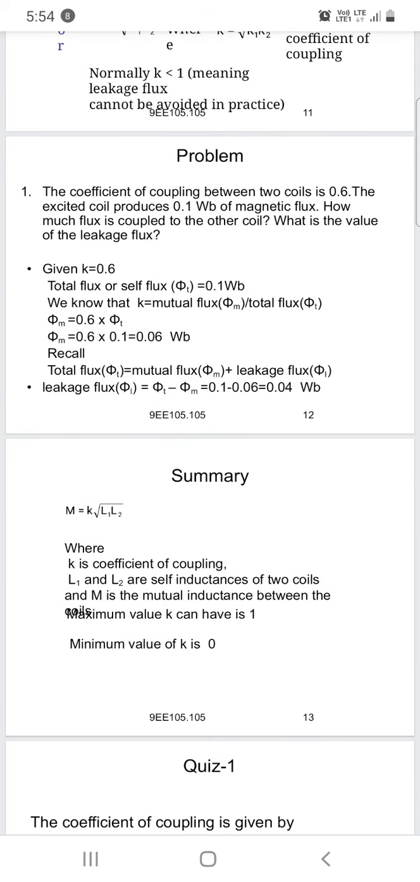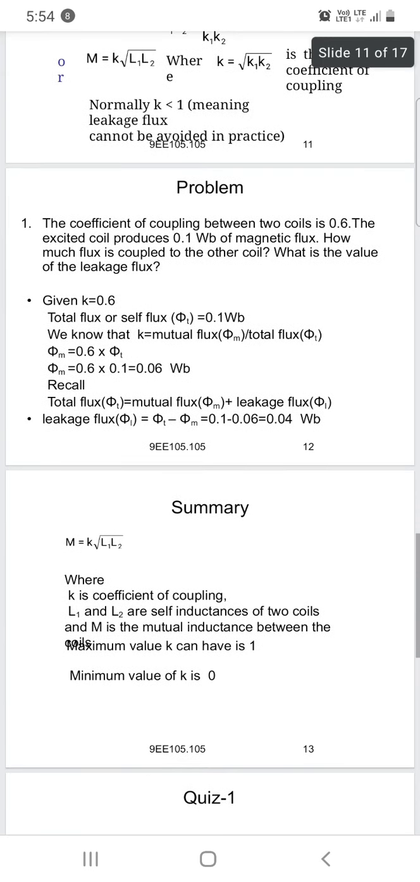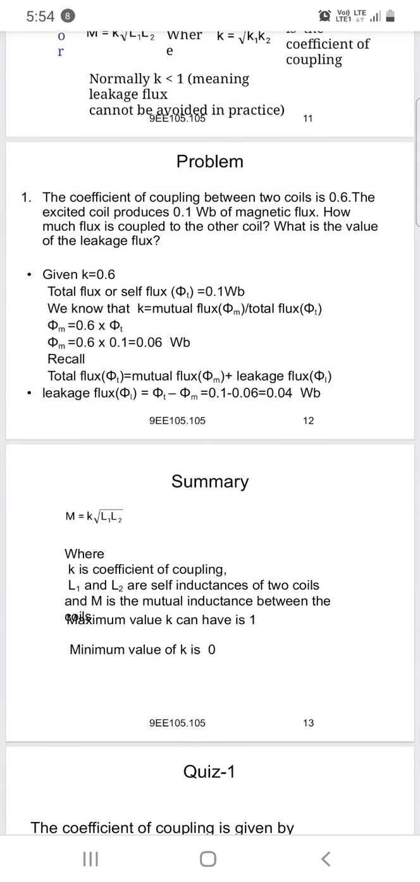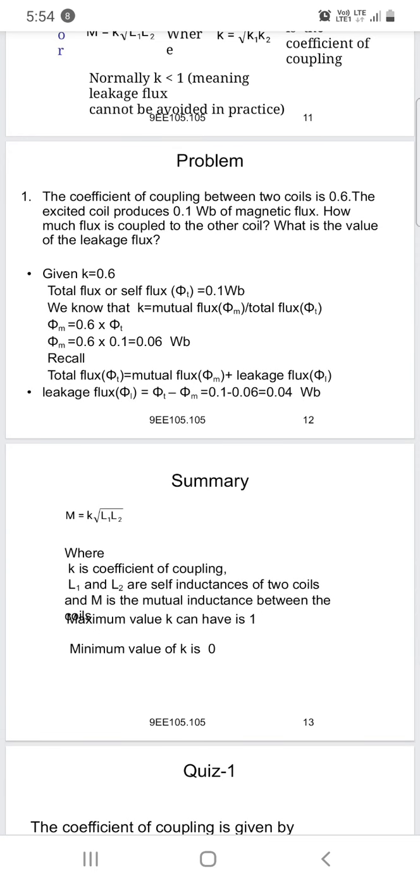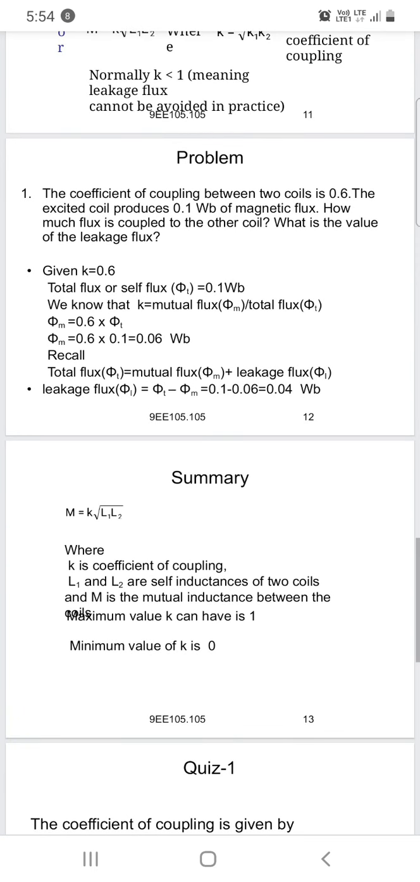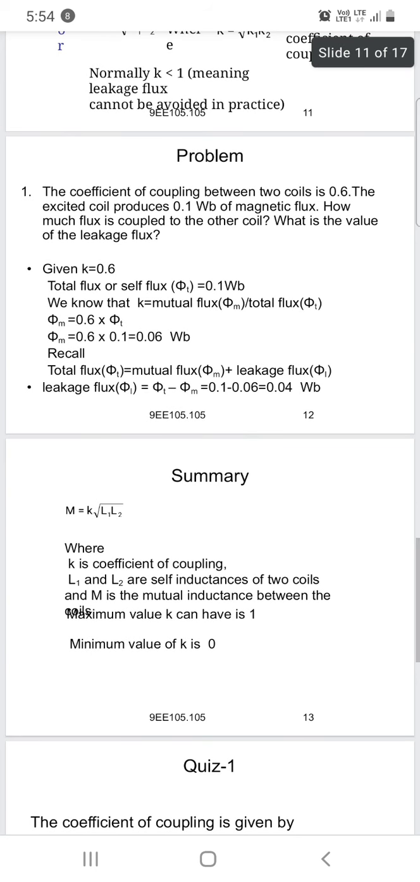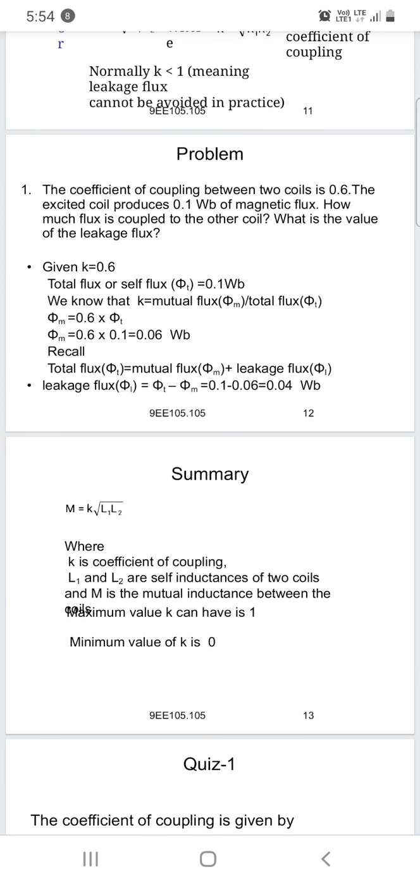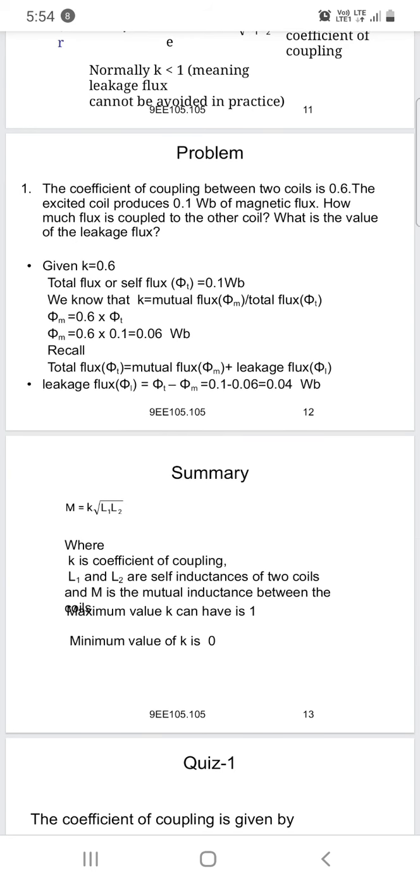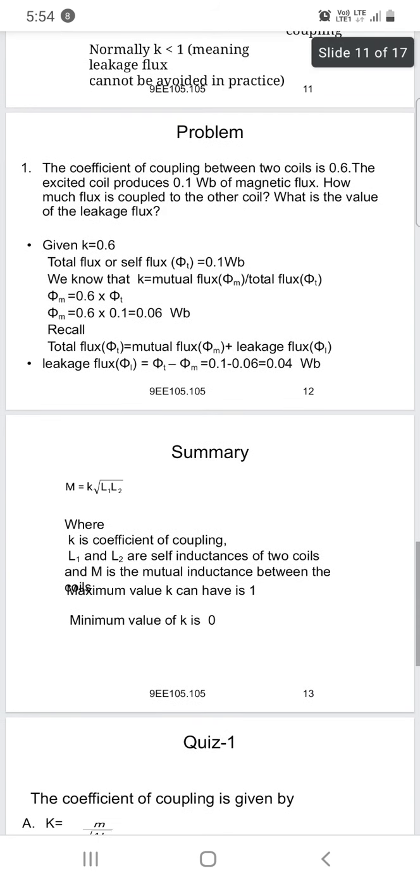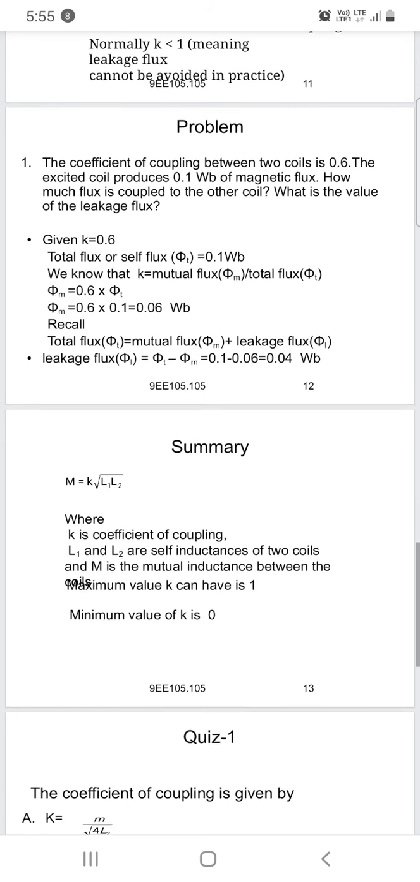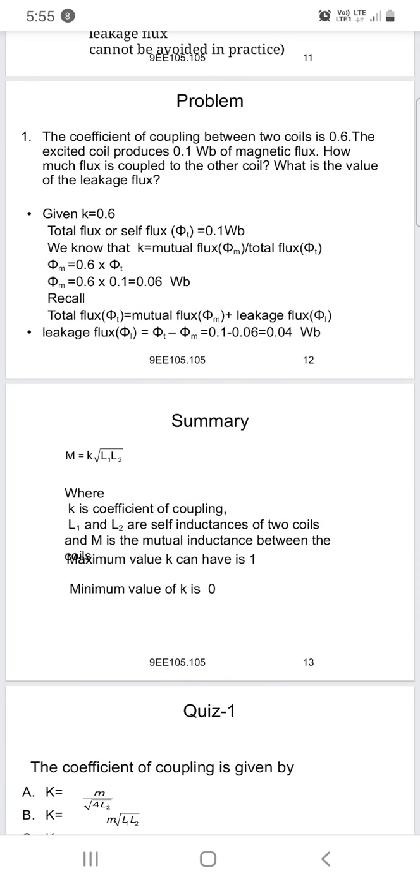Next, the problems on coefficient of coupling and mutual inductance. Here the coefficient of coupling between the two coils is 0.6. Then the excited coil produces 0.1 Weber.